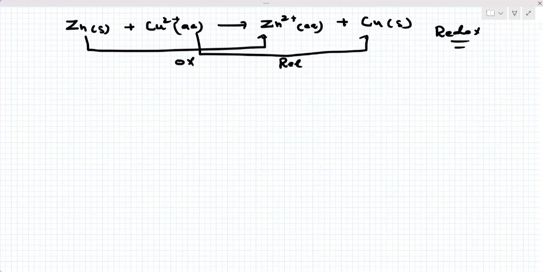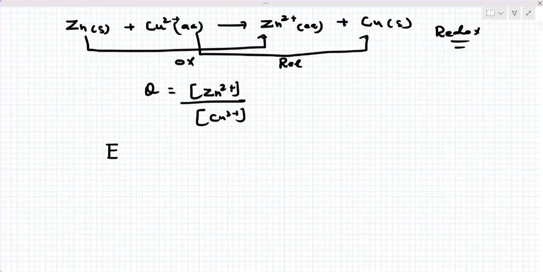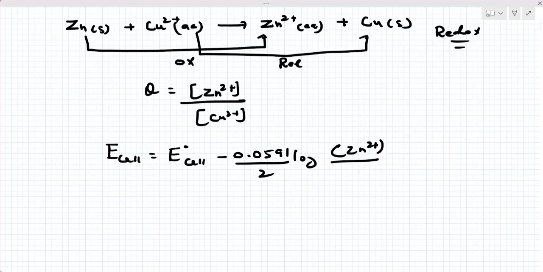How to write the Q value for this reaction? Q is equal to, okay, the copper and zinc solids become 1, right? Therefore, Zn 2+ by Cu 2+, because the solids are 1, right? Yes or no? Now, what is the Nernst equation for this cell reaction? Ecell is equal to E naught cell minus 0.0591 by 2 electrons, log Zn 2+ by Cu 2+.